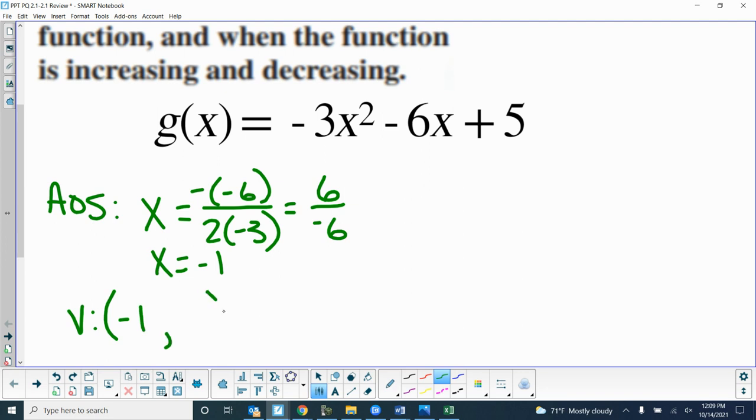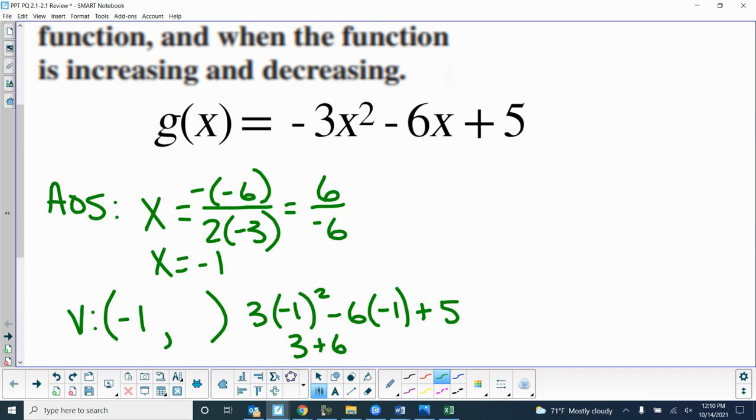in the function to find the y value of the vertex. Any questions on the procedure? Okay. And I get what? 1 times 3 is 3. Negative 6 times negative 1 is positive 6. That's not right. Oh, I forgot the negative. So it's negative 3 plus 6 plus 5, which is actually 8, right?